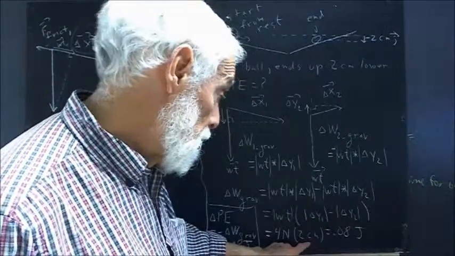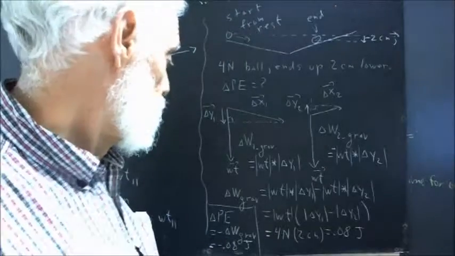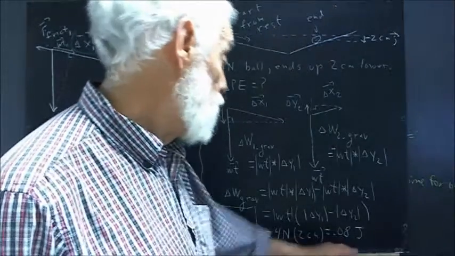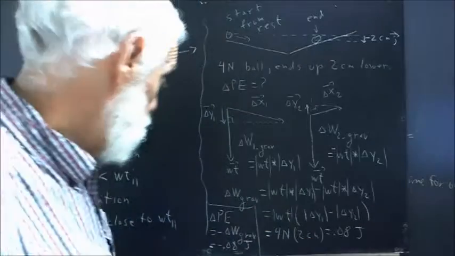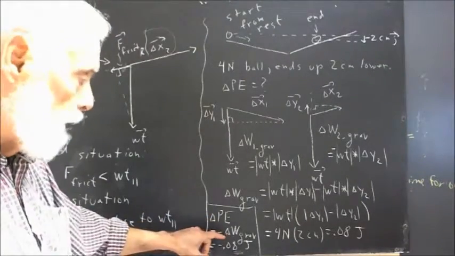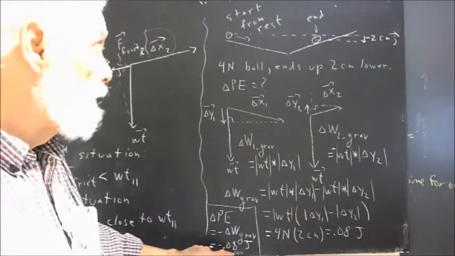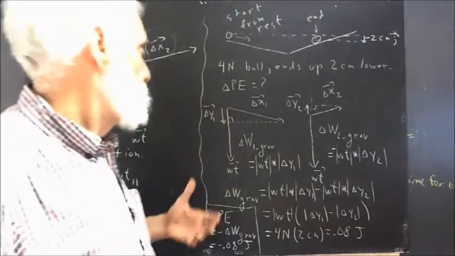That's just 2 centimeters. It gives us 4 newtons times 2 centimeters, 0.08 joules. And I'll remind us that's not 8 joules as you might get if you leave off the units, and as some people did get. The change of potential energy, therefore, being equal and opposite to the work done by gravity, is negative 0.08 joules.